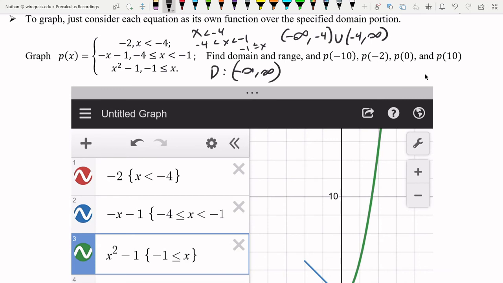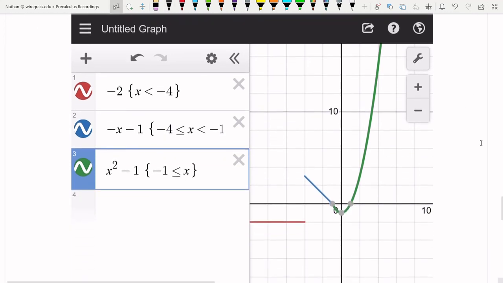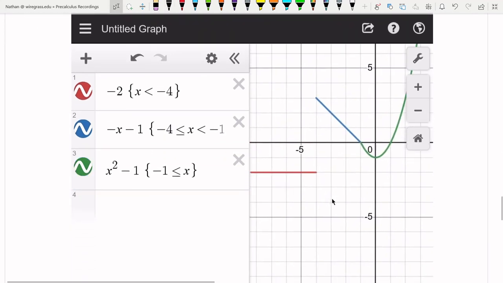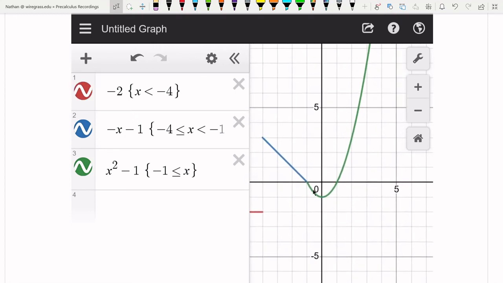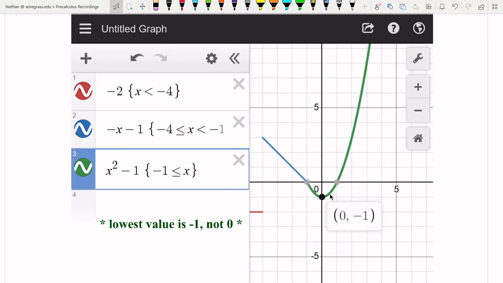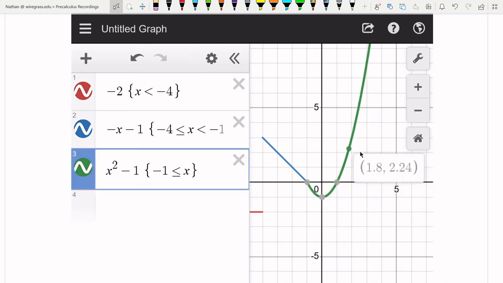Okay, now the range is a little bit more interesting because the range here has a jump. These y values are all at -2. And then there's a jump between -2 and this portion. Of course, in this portion, the lowest value is at 0. And then it does, in fact, include all of these values on up.